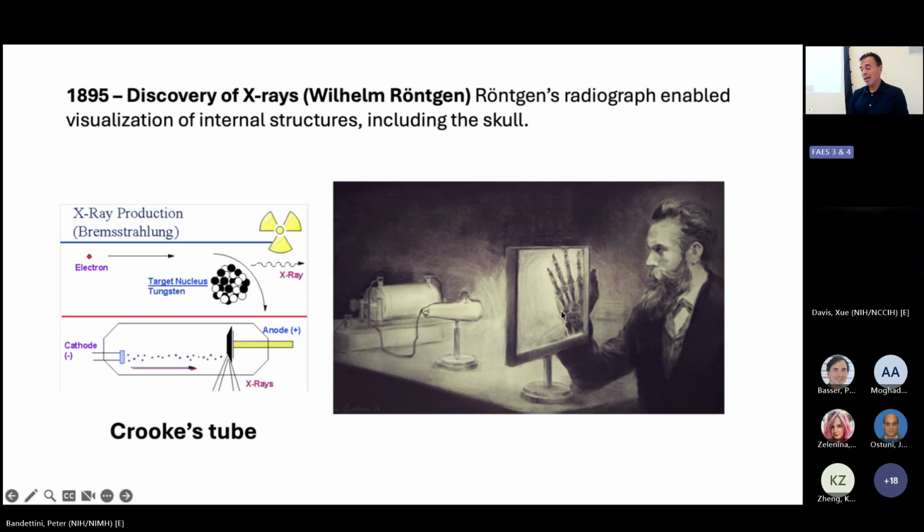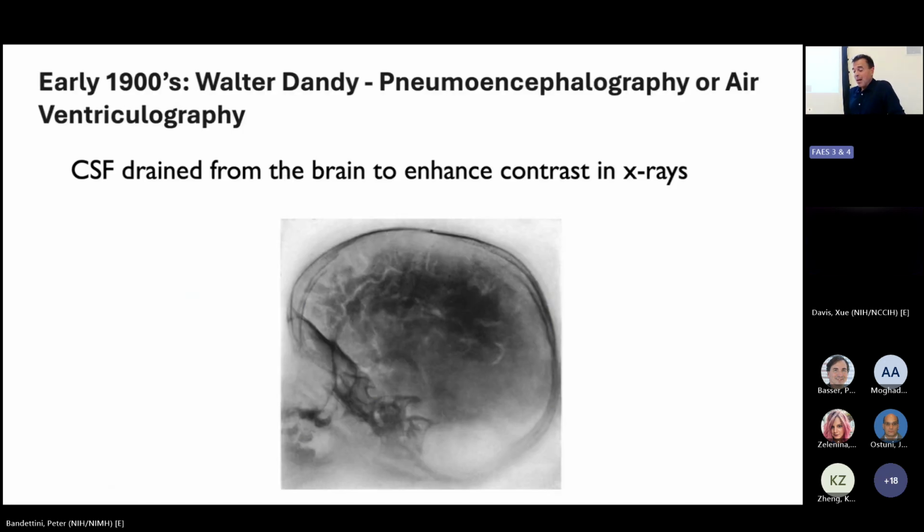And he found that this was so on the glowing surface, it showed up as his skeleton. And that was a breakthrough, and we still use X-rays today. All right, so with X-rays, people wanted to do a little bit more.